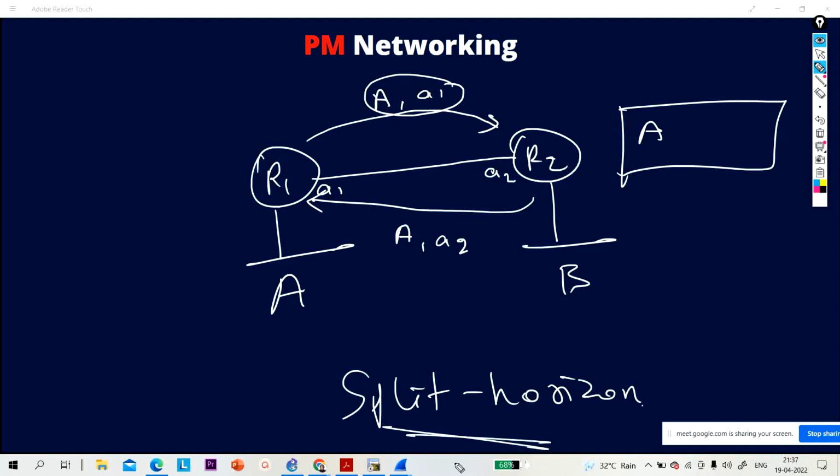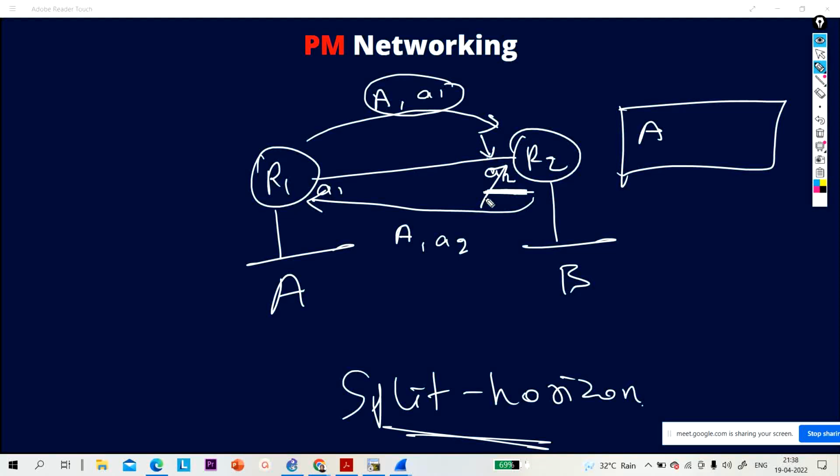Split horizon. What does split horizon tell us? If you enable split horizon on this interface, this router will never forward the update which it receives on this interface back out of the same interface, right? It means when you configure split horizon and the router receives the information of network A on FastEthernet 0/0, router 2 will never send the same update out of FastEthernet 0/0 because split horizon is enabled. So split horizon will not allow the router to forward the same network information to the same interface on which it received it.